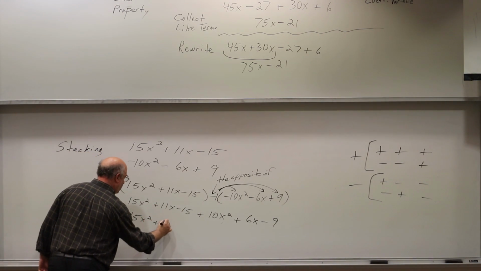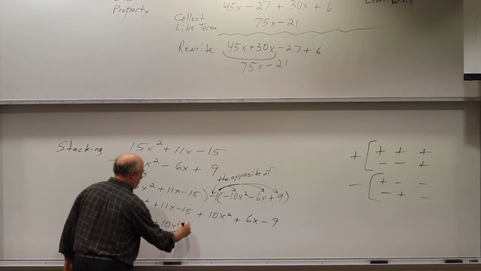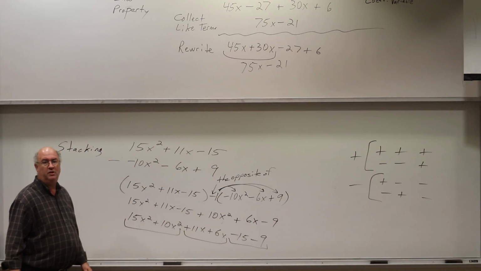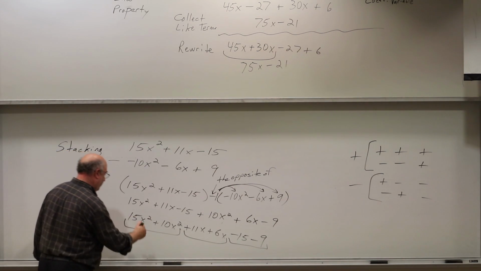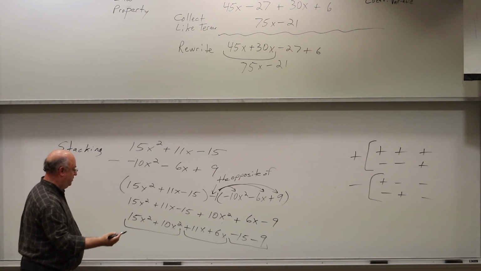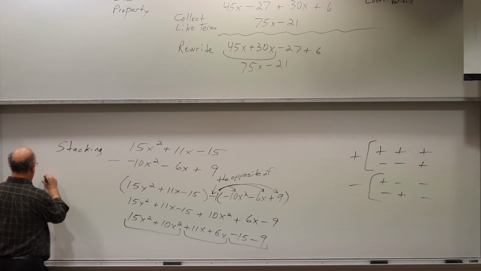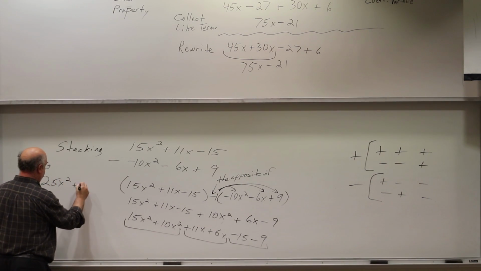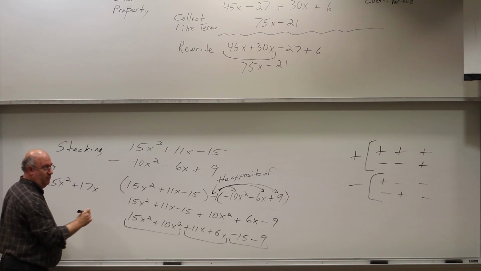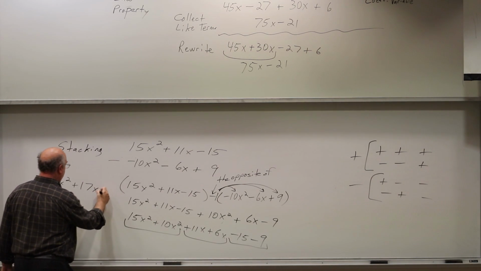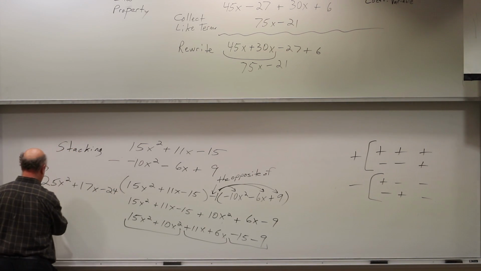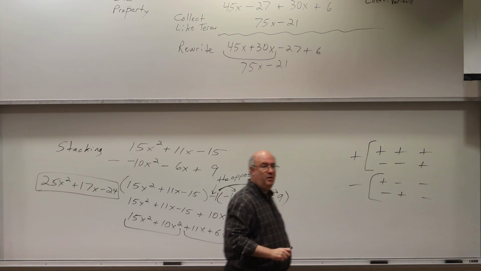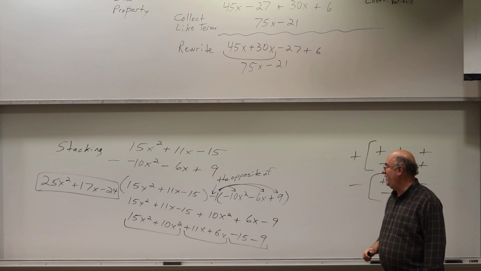15x squared, 10x squared, 11x, 6x. So we're grouping these together. And this will be 15x squared plus 10x squared will be 25x squared, we'll put it over here. 11 and 6 will give us 17x. And minus 15 and minus 9 will give us minus 24. And now we have solved our polynomial problem with a minus sign in it.